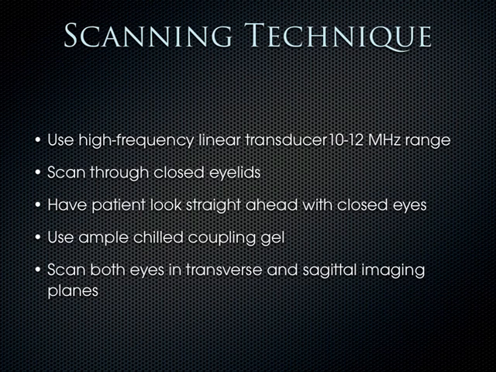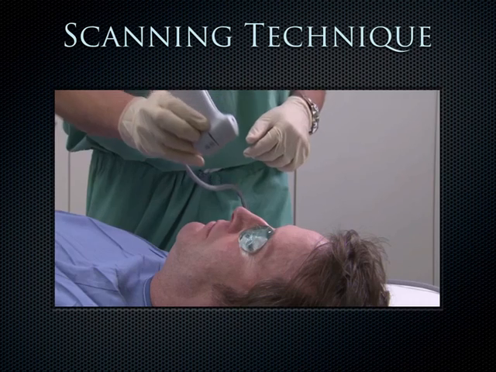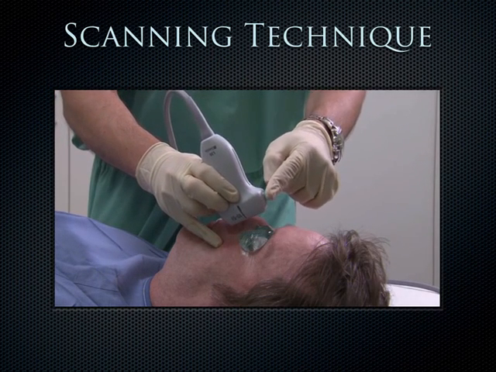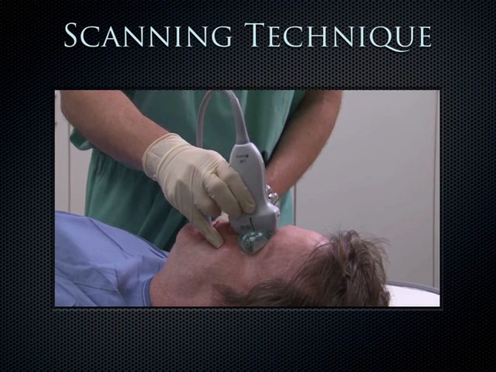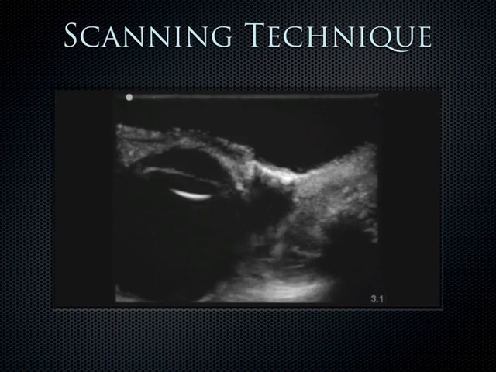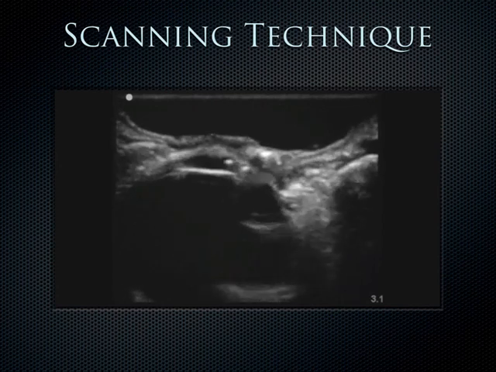Anyway, so how do we do these ultrasounds of the eye? Well, you're going to use a high-frequency linear transducer, 10, 12, 15 megahertz range. Patient closes their eye, have the patient look straight ahead, use lots of chilled gel. I say chilled gel because it stands up better on itself. And you're going to scan both eyes in both transverse and sagittal planes. When scanning the globe sagittally, aim the indicator towards the apex of the skull. Fan through the entire globe from lateral to medial and back to lateral.